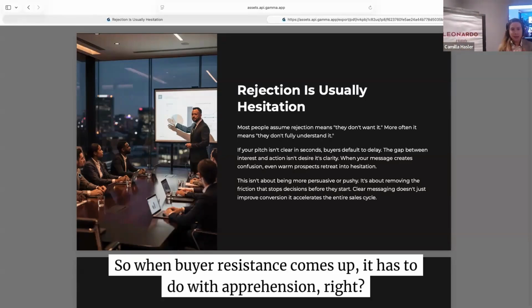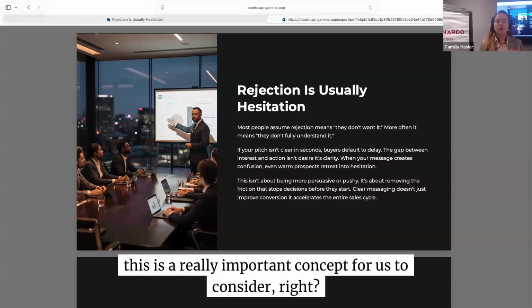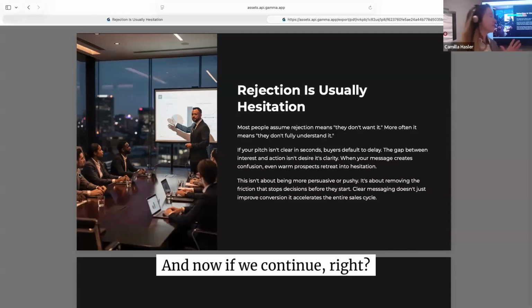So when buyer resistance comes up, it is to do with apprehension, right? Concern around if your offering directly relates. So this is a really important concept for us to consider. And now if we continue.